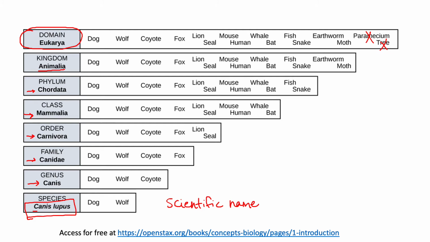Now, a couple things that I want you to see. First is that as we go from domain down to species, obviously it gets less and less inclusive, right? The most inclusive would be domain, and then the species is very specific.